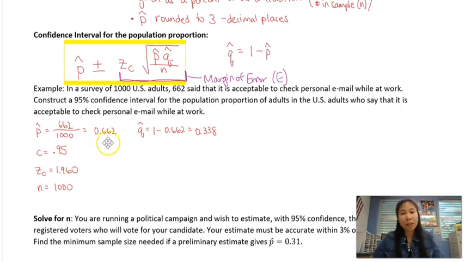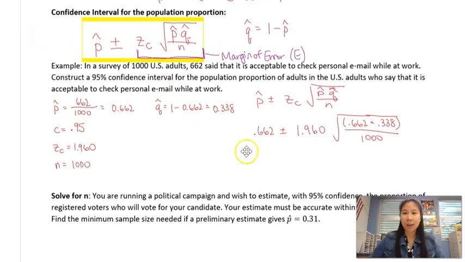Once I've divided, I get 0.662 for my p hat, which means 1 minus 0.662 gives me my q hat of 0.338. In this problem, we're looking for a 95% confidence interval, so my confidence level is 0.95. To find the ZC, we put that 0.95 in the middle of the normal curve, and then figure out what area is to the left of it. That gives me a positive z-score of 1.96. So we have all our information to fill in our formula for the confidence interval.